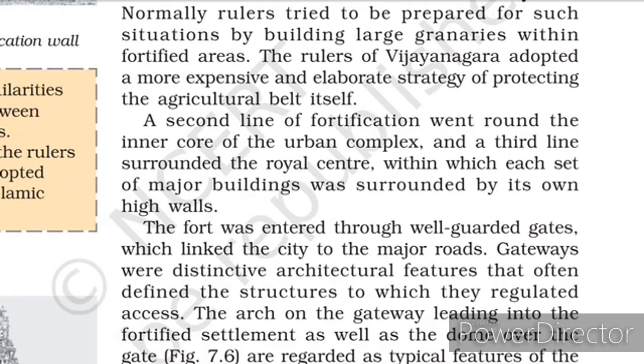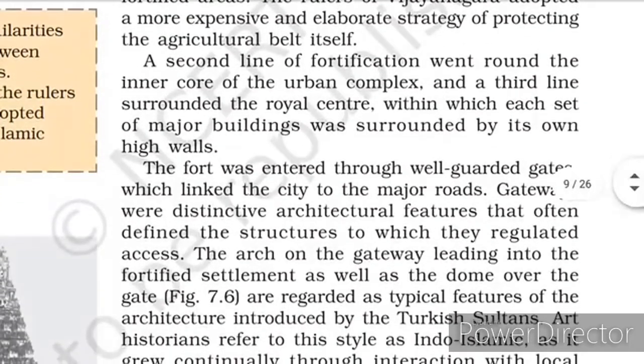Means if an invader has to invade his area, he has to break through many walls, then only he can reach his empire, that means the Vijayanagar empire. That is a very difficult task for any invader, because by the time he breaks one wall, then the second wall and the third wall, most of his army will be tired. That was the strategy that he used, though it was expensive, but it was very strategic, right? So as I said, the third line of protection was around the royal center, within which each set of major buildings was surrounded by its own high walls again.